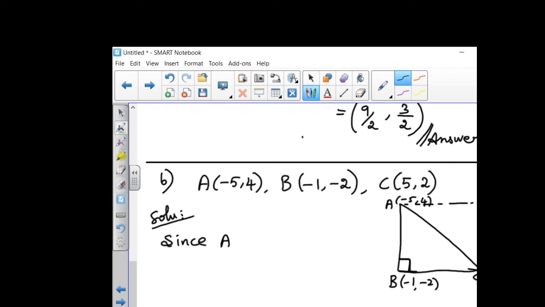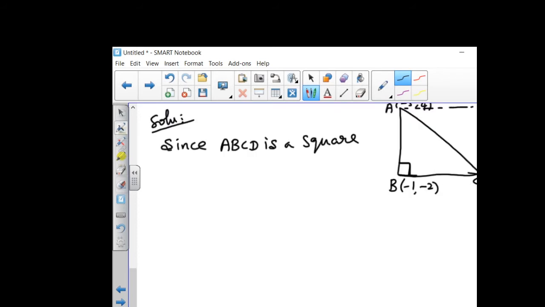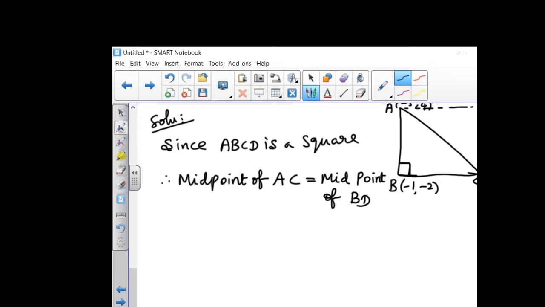Okay. Since ABCD is a square, therefore the midpoint of AC, that is the diagonals, the diagonals must intersect at the same point. If it is a square, the midpoint of AC is equal to the midpoint of BD. Okay, so we know that midpoint formula.